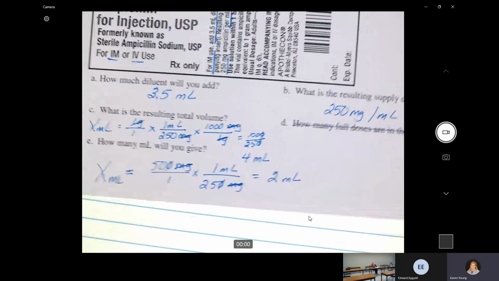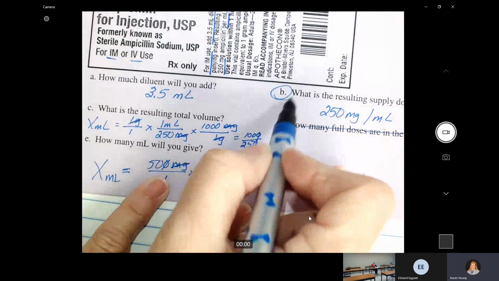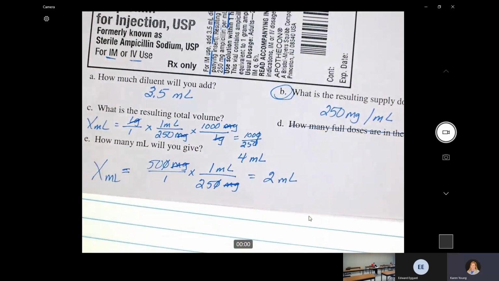I can see y'all are still struggling with this. So all the other information is just reference information only. I won't use any of that to figure out how much to give. You will use B, because that's your supply dosage, or your dosage form over your dosage strength, once it's been reconstituted. That's the one we need. So A and C are just references. But it's things you've got to know, things you've got to be able to pick out.